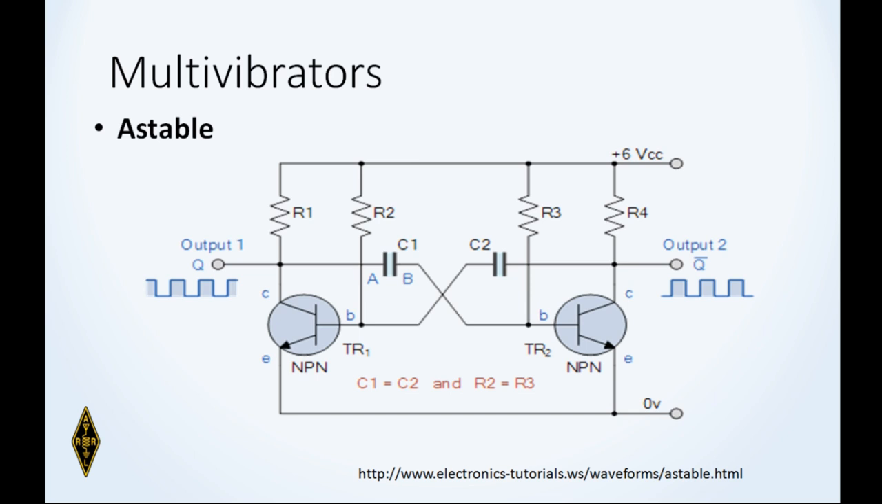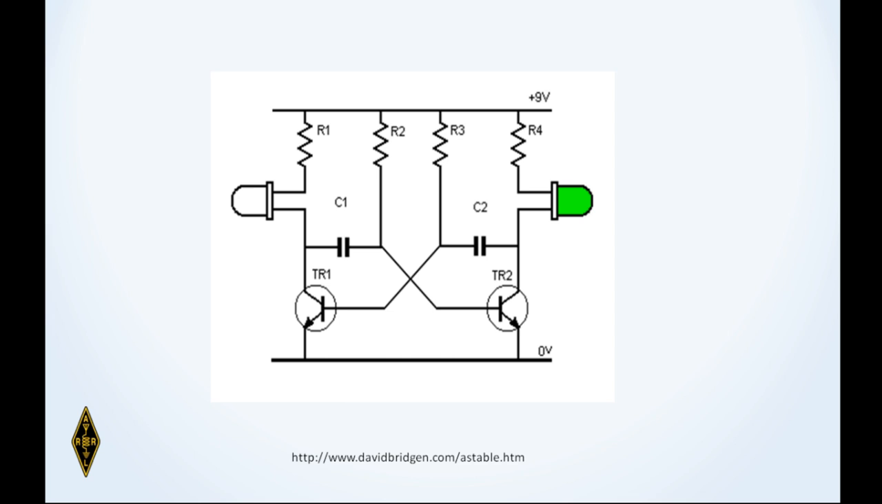So here's an astable multivibrator. Astable means it's not stable at all. It's an oscillator. And so what's happening is signals are going back and forth between these two active devices, and it has two outputs, the Q and the not Q, which are the same, only inverted in phase. And here's an example. If the Q and not Q were connected to LEDs, this is an astable multivibrator. It's a digital oscillator, essentially. It's creating digital pulses at a certain rate.